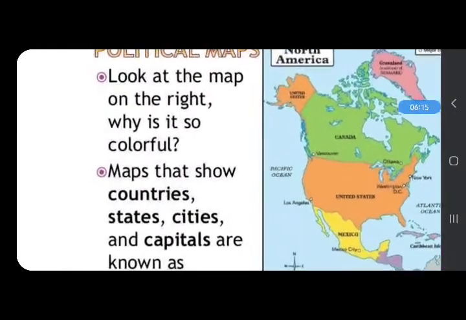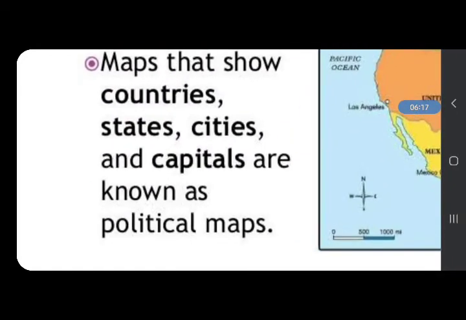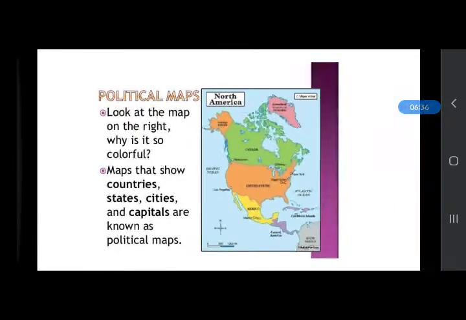A political map shows countries, states, cities and capitals. And a physical map shows landforms such as rivers, valleys, lakes, mountains, plateaus, deserts and so on. And a political map shows countries, continents, states, capitals and cities.